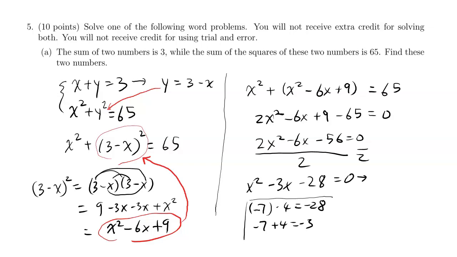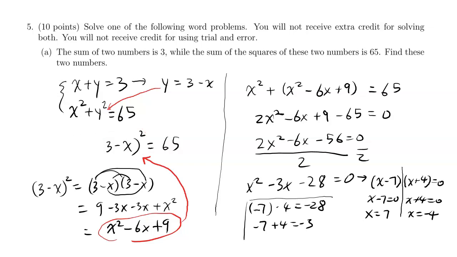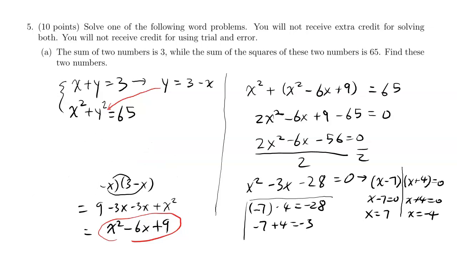That means this can be factored as x minus 7 and x plus 4 equal to 0. And that means when two things multiply to 0, either the first one is 0 or the second one is 0. So you get either x equal to 7 or x equals negative 4. Now, the two numbers are not 7 and negative 4. X was just one of the two numbers. So it's easy to get fooled by your own calculation.